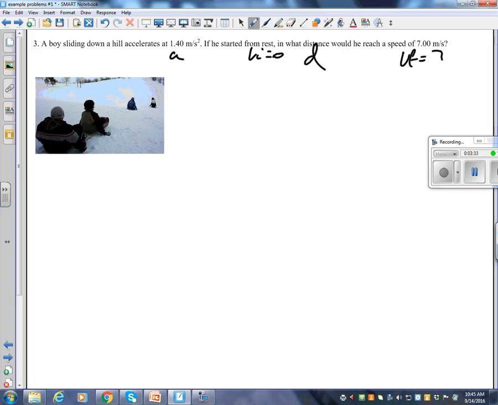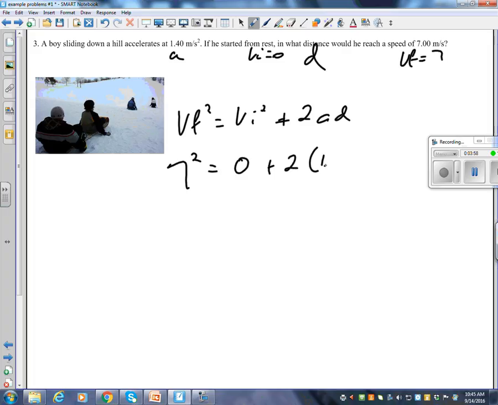I heard Megan say we don't even have the time. That's why we went through all that ordeal yesterday, so we could solve questions without time. Oh no. You didn't say that? Okay, I apologize. I thought I heard it was you. VF squared equals VI squared plus 2AD. Final velocity is 7 squared. Initial velocity 0. 2, acceleration of 1.4. Solve for D. 7 squared is 49. 2 times 1.4 is 2.8. Divide by 2.8. Tell me you got it right, Dan. Yeah. No, I don't think he did.